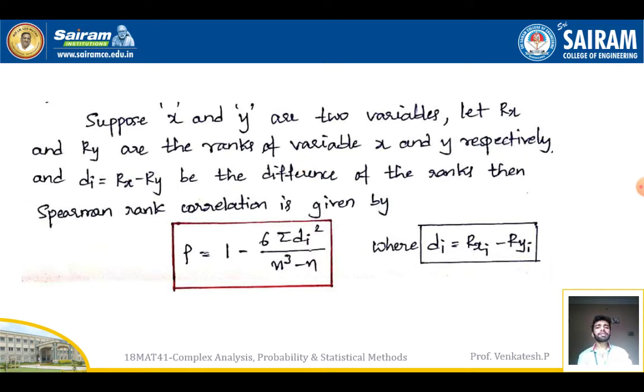Then the Spearman's rank coefficient is given by rho is equal to 1 minus 6 summation di square divided by n cube minus n, where di is given by the difference between the two ranks, that is Rxi minus Ryi.